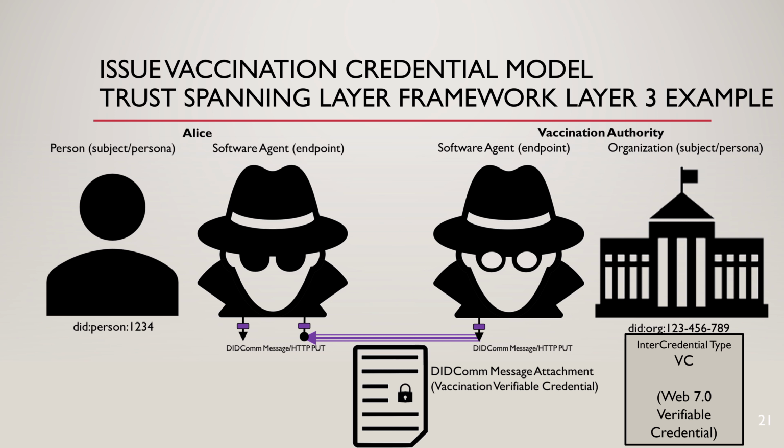Here's another example, issuing a vaccination credential. We have the vaccination authority on the right, a health services organization or an HMO or some sort of government organization, issuing a vaccination credential represented as a verifiable credential, blood type VC, and that's received by Alice. That's her vaccination credential. The vaccination authority's software agent is going to send that DIDComm message with the vaccination verifiable credential attachment over to Alice.